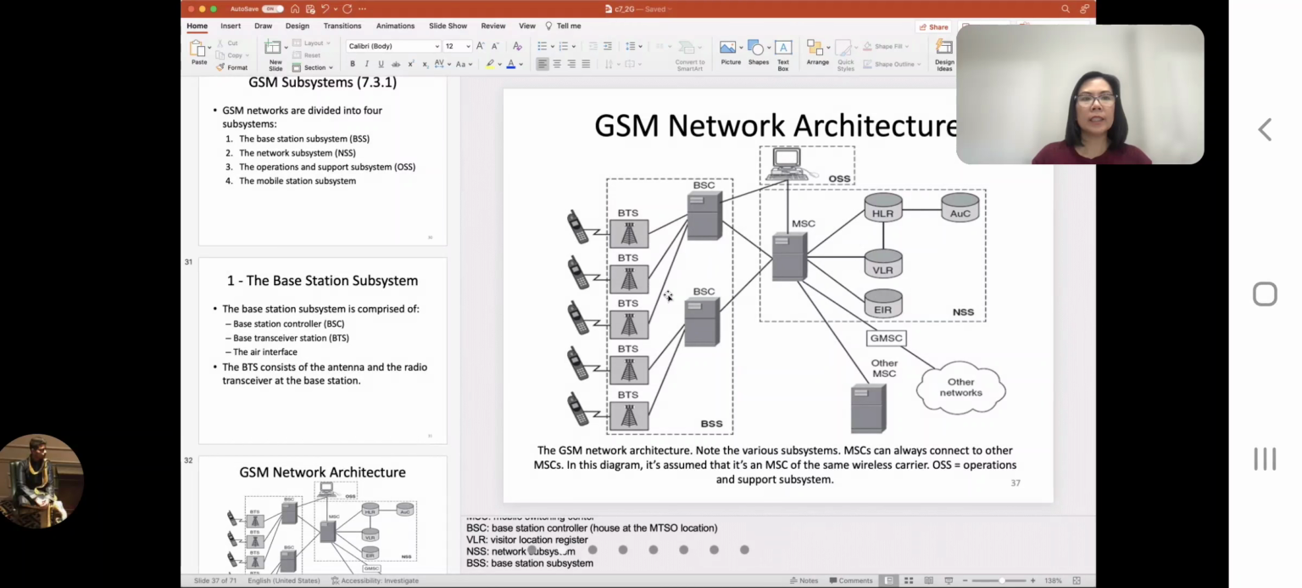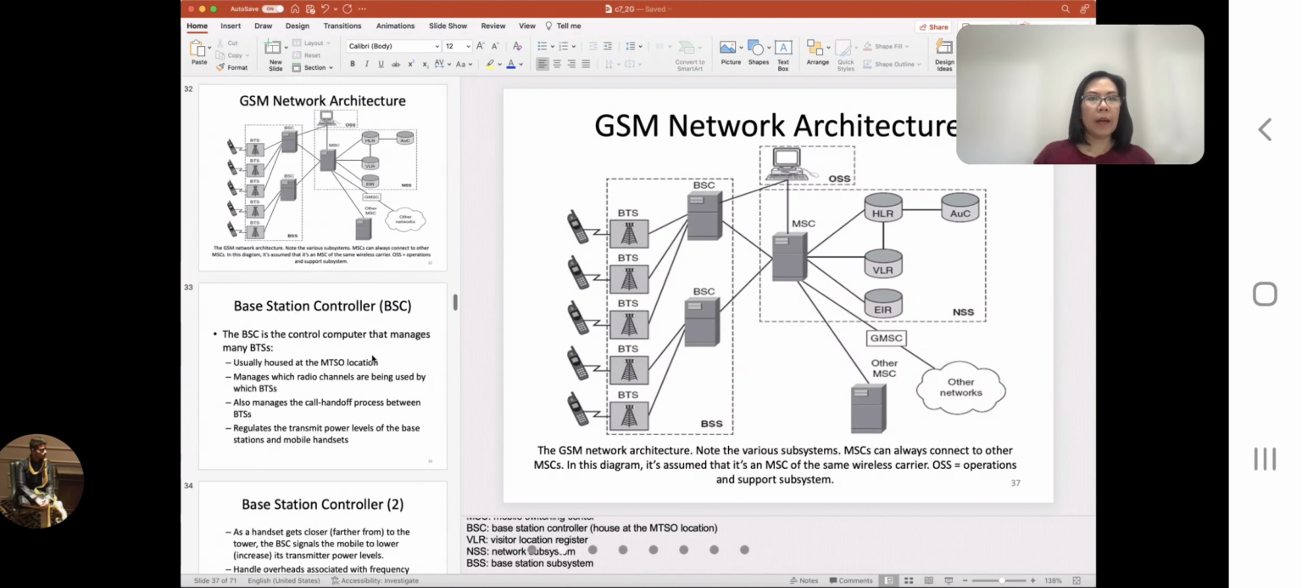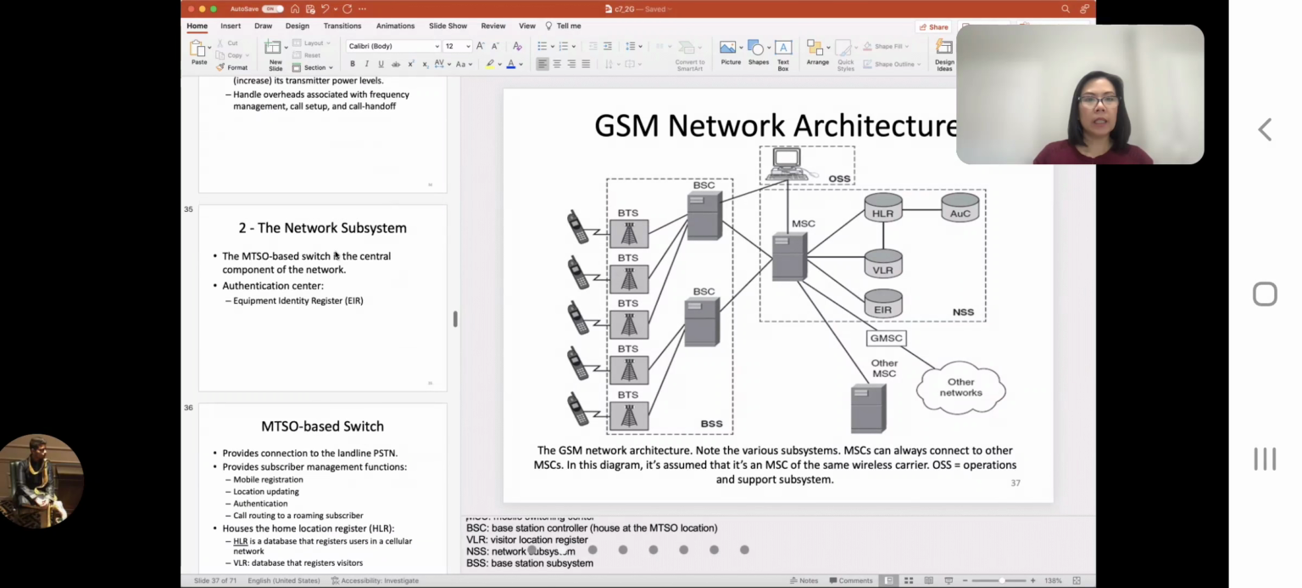We have a base station subsystem, this part here, and a network subsystem, the second block here. Then we have the operations and support system, this small box here, and then the mobile station subsystem, basically the mobile phones. We went over the first block, the base station subsystem. Now we continue with the second block.